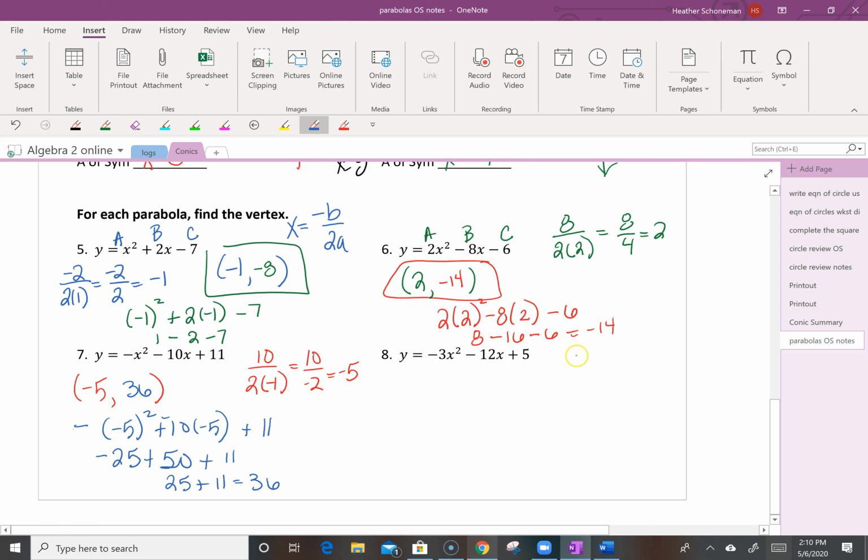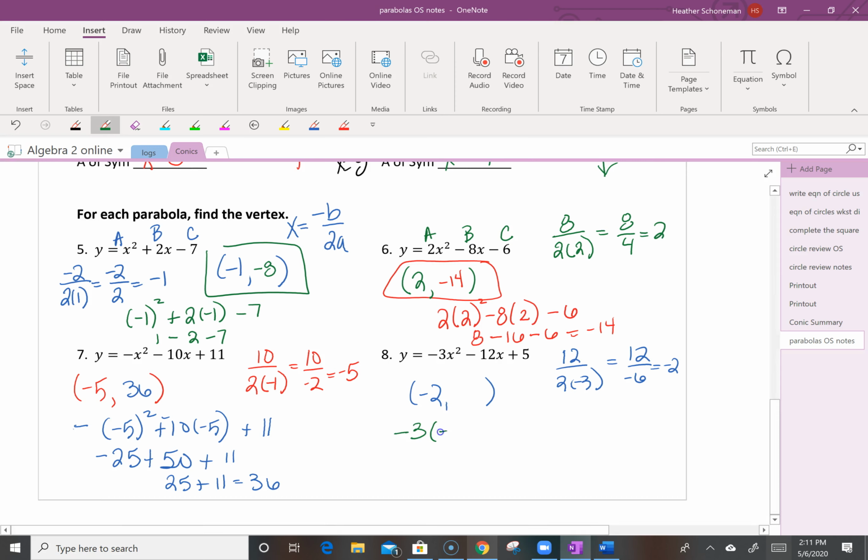All right, one more. To get the x-coordinate, it's going to be the opposite of b, which is 12, over 2 times a, which is negative 3. So we have 12 over negative 6, which is negative 2. So your x-coordinate is negative 2. What we need to find is the y-coordinate. So I'm going to take that negative 2 and plug it in.